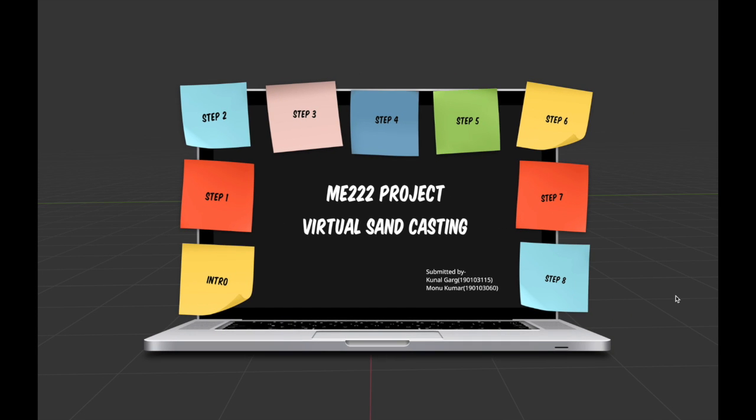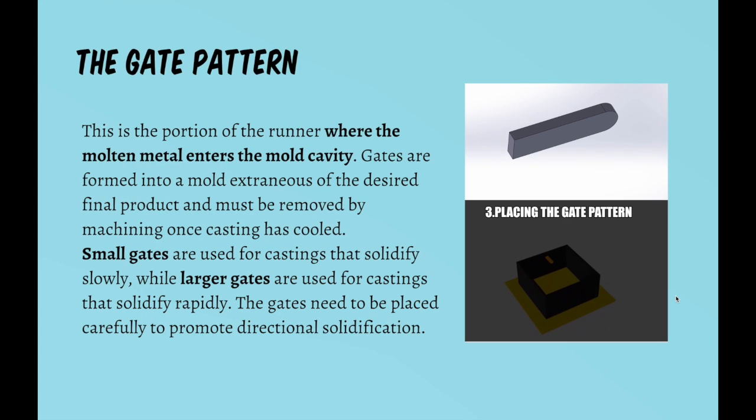Moving on to step 2. The gate pattern. This is the portion of the runner where the molten metal enters the mold cavity. Gates are formed into a mold exteriors of the desired final product and must be removed by machining once casting has cooled. There are two types of gates, small gates and larger gates. Small gates are used for casting that solidifies slowly, while larger gates are used for casting that solidifies rapidly. The gates need to be placed carefully to promote directional solidification.